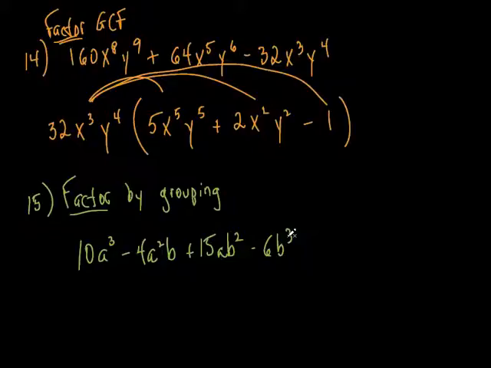So what I'm going to have to do is group them together. Let's take the first 2 terms and group them together. Because look, is there a greatest common factor with the first 2? Yes, there is, because there's a number that does go into 10 and 4. I've got a's here. Now, there's not a b, but there is a greatest common factor that I can figure out for those 2.